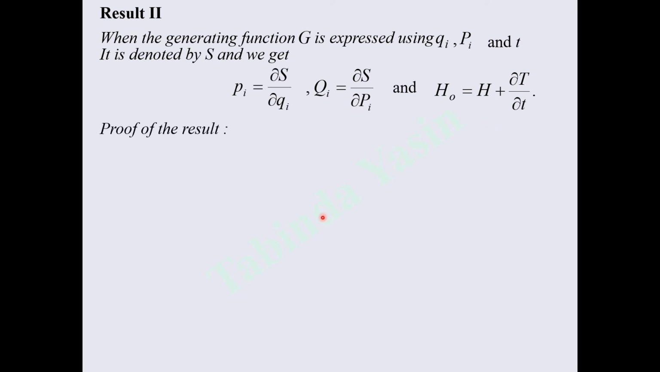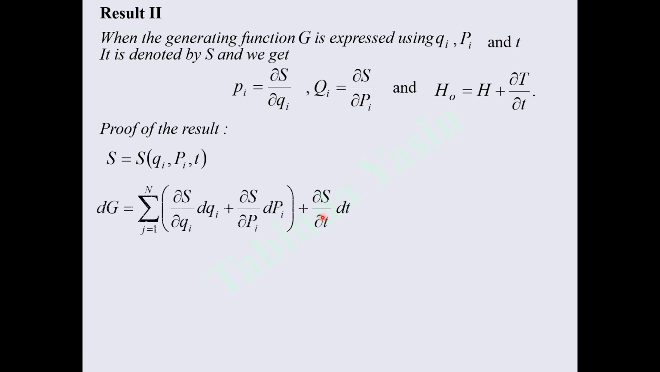Proof of the result: we start with S equal to S of qi, that is a new function with the variables qi, capital Pi and t. Then dS will be equal to the summation, j equal to 1 to n, of partial S over partial qi dqi plus partial S over partial capital Pi dPi plus partial S over partial t dt. That is equation number 1.